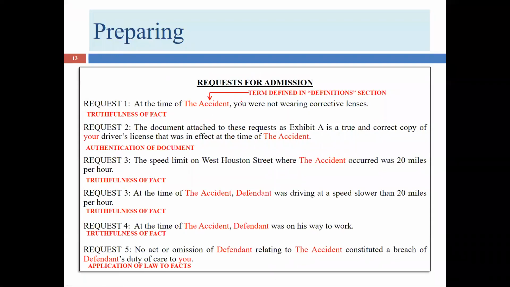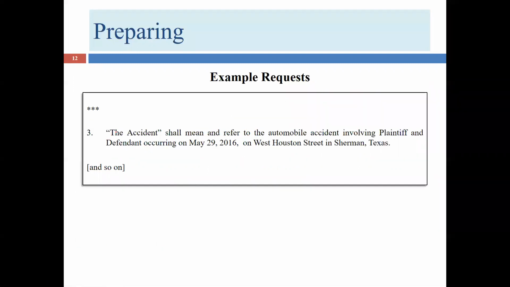And here we have our requests for admission, and here we have 5 examples. Let's look at it. You can see this first one is going to the truthfulness of a particular fact: at the time of the accident, you were not wearing corrective lenses. Okay, well, we have the term accident defined. If we flip back here, we can see it's defined by number 3. The accident shall mean and refer to the automobile accident involving plaintiff and defendant occurring on this date at this location in this community.